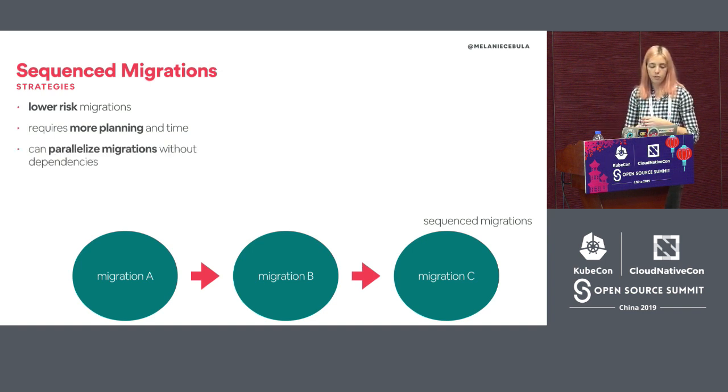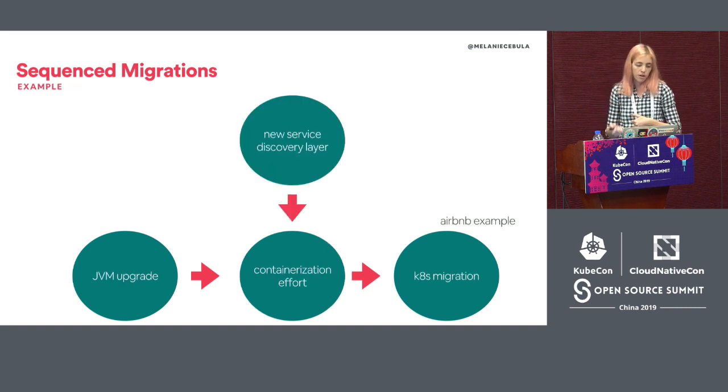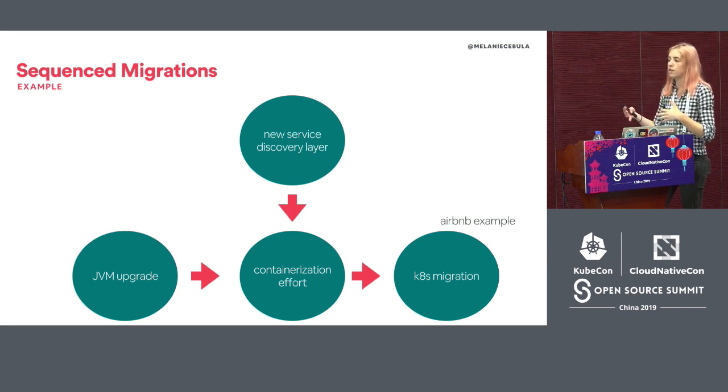One other thing you can do is parallelize migrations that don't have dependencies, kind of similar to a topological sort. One example I have is our Kubernetes migration. We have several things we need to do first. One is we were running a really old version of Java. This version of Java was not container aware. If you try to run containers or Kubernetes using this old Java version, we had problems where the JVM was allocating resources based on the host and not the container running on the host. So all of these containers were trying to use more memory and more CPU than the machine had.